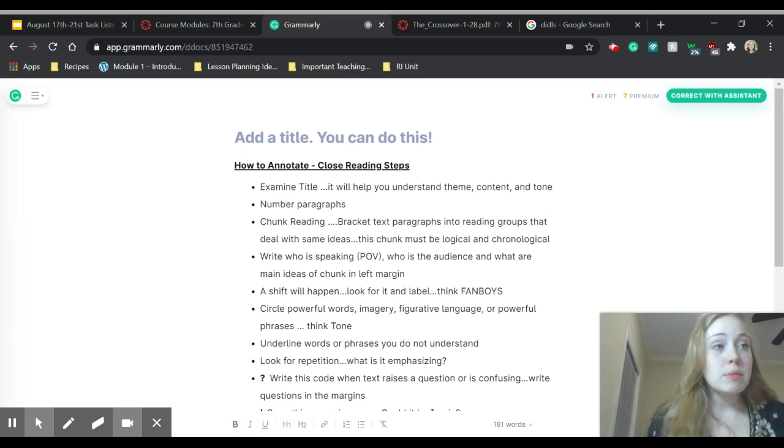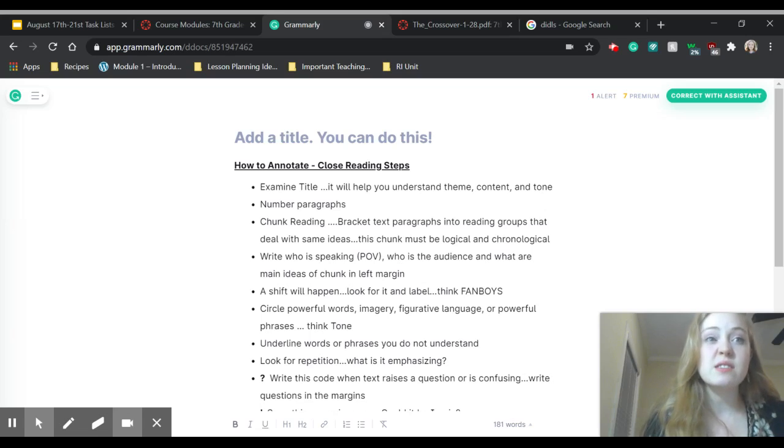You could look for imagery or figurative language, things that are symbolic, different literary devices, and you could circle them so you can notice them again when you go back to reread the page. And knowing those and noticing those literary devices and figurative language will help you analyze the more complicated parts of different texts.